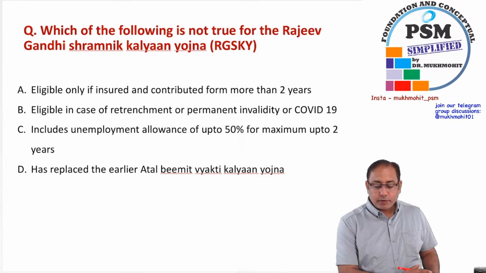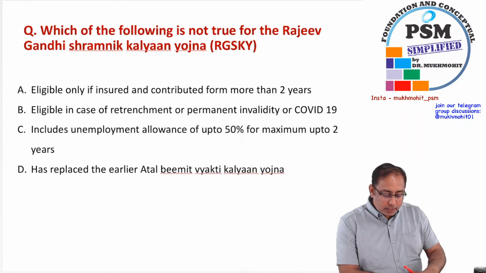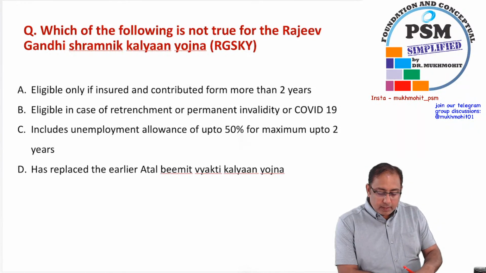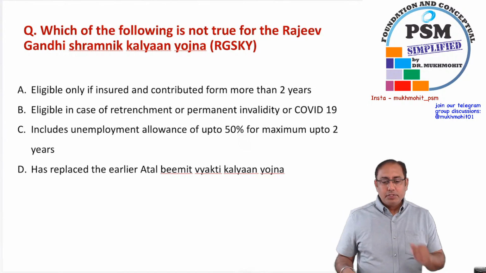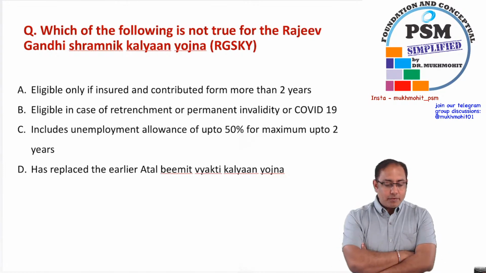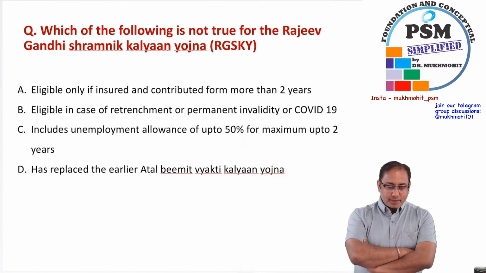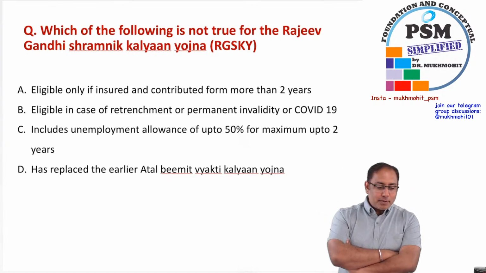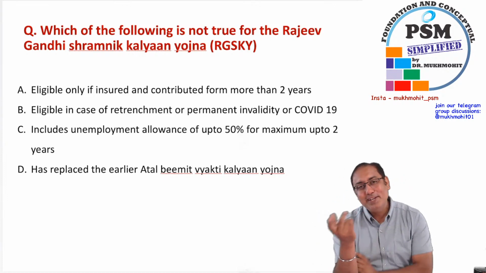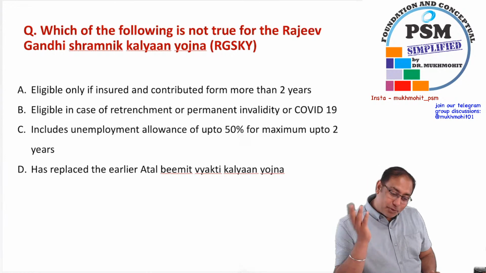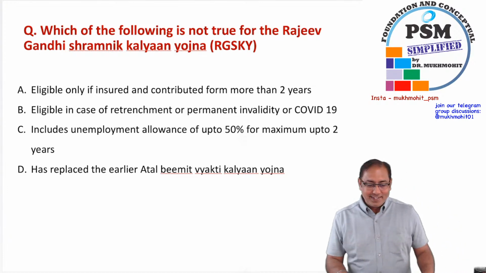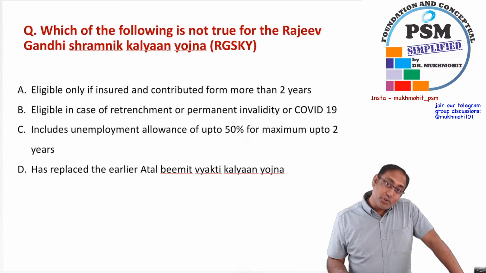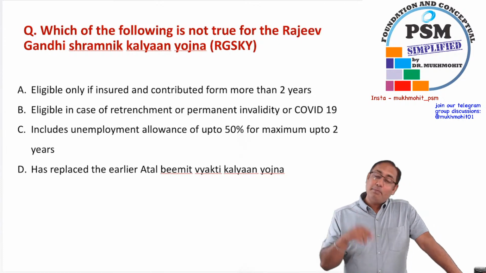Next is, which of the following is not true for the Rajiv Gandhi Shramik Kalyan Yojana? Many students had doubt on this Shramik Kalyan Yojana. So many students said that we are hearing it for the first time. Yeah, it's a cross mnemonic. So now you have a name for mnemonics also. You have straight mnemonics, cross mnemonic. Very nice, Ashima Gupta, you have done a PhD in making mnemonics. So there is a mnemonic, then there is a cross mnemonic, and then there is a mnemonic to remember the mnemonic.